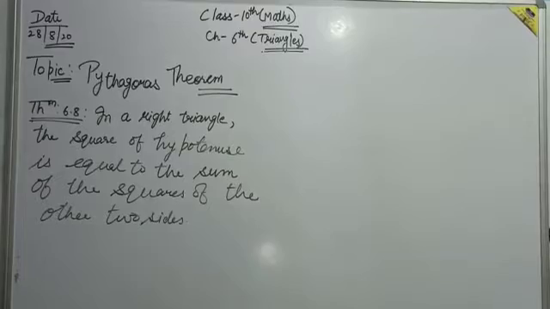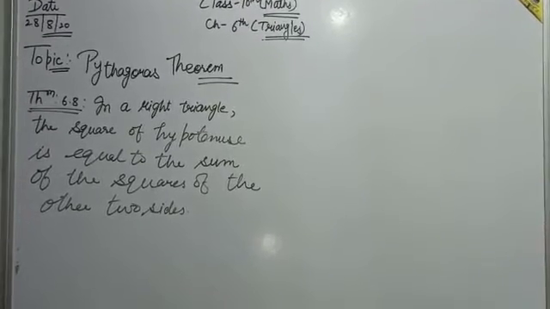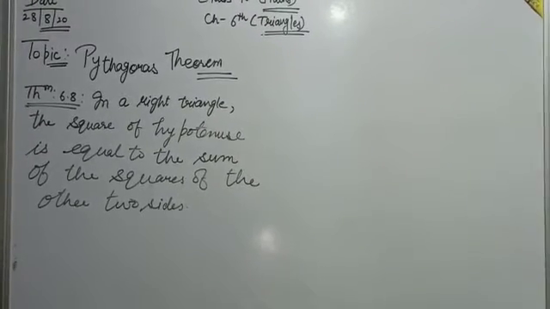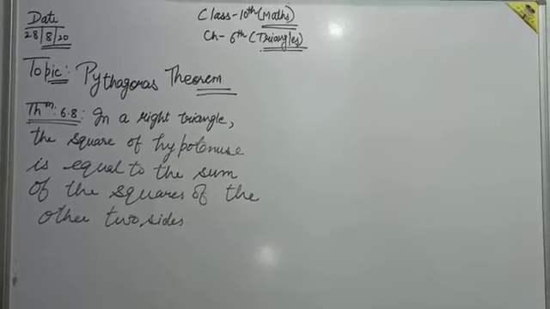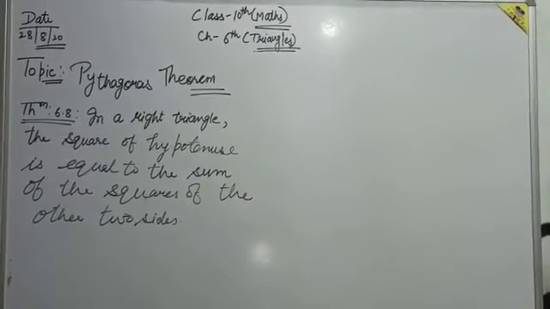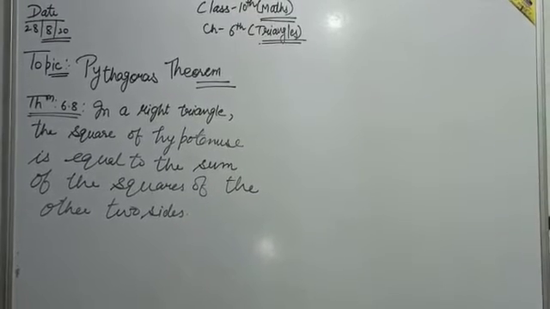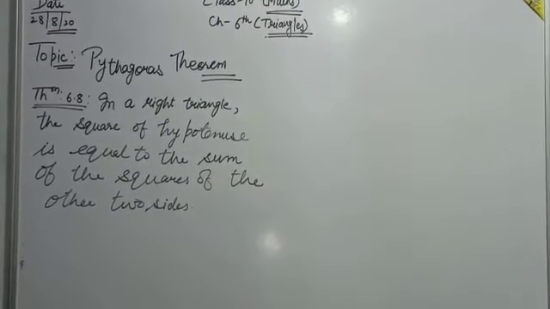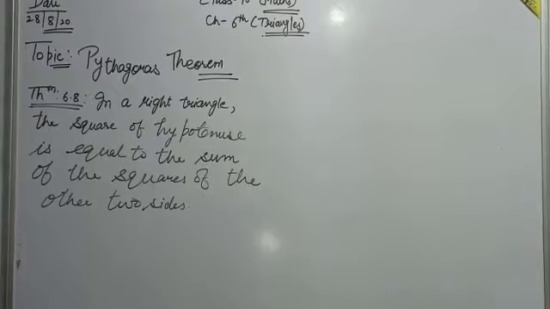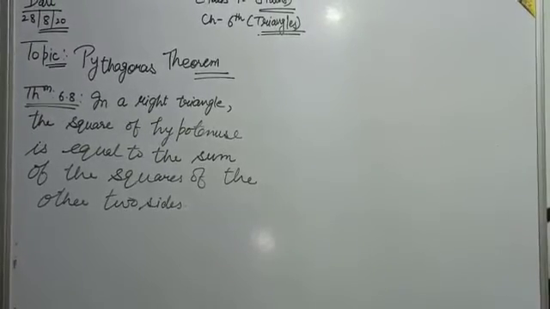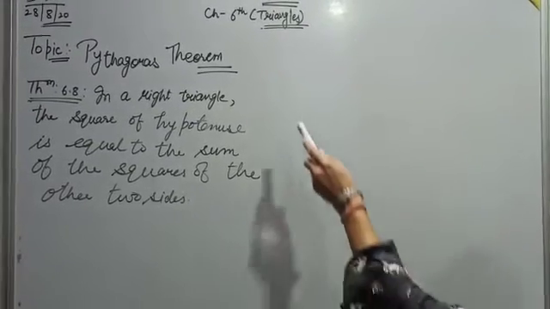Dear students, I hope you are all good and fine and have completed the previous work, as we have started chapter number 6 of class 10th maths. We completed exercise 6.4. Today we will start the new topic, the Pythagoras theorem, and we will do some questions related to the same topic also. Firstly, we will go with the proof of the Pythagoras theorem.